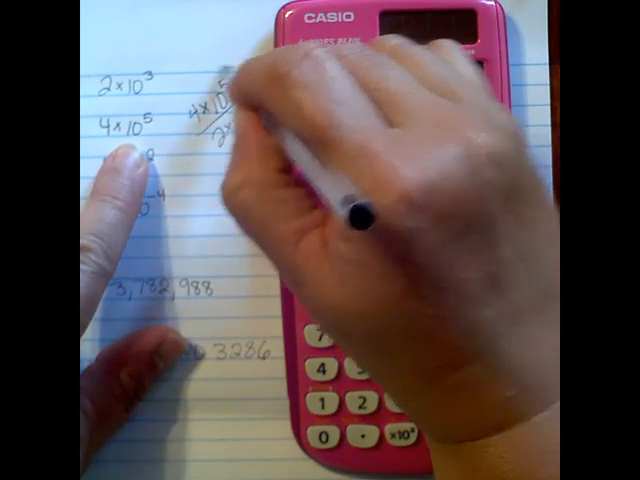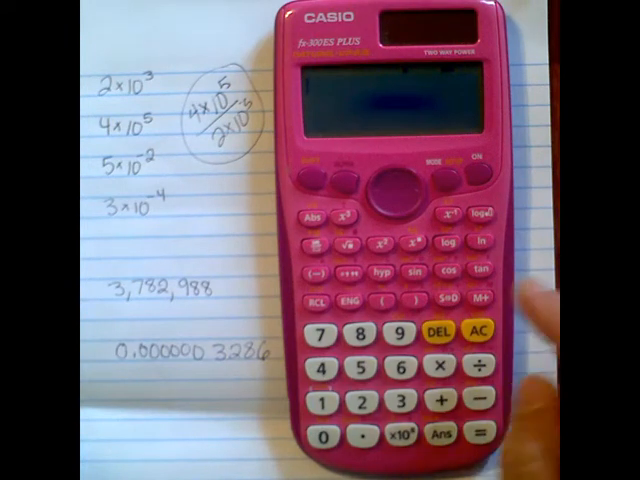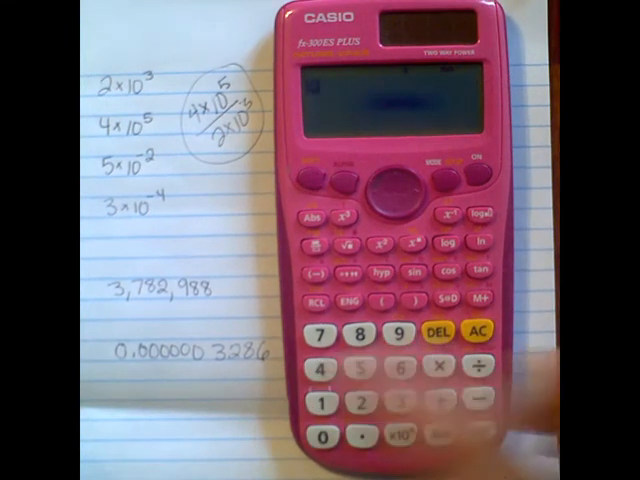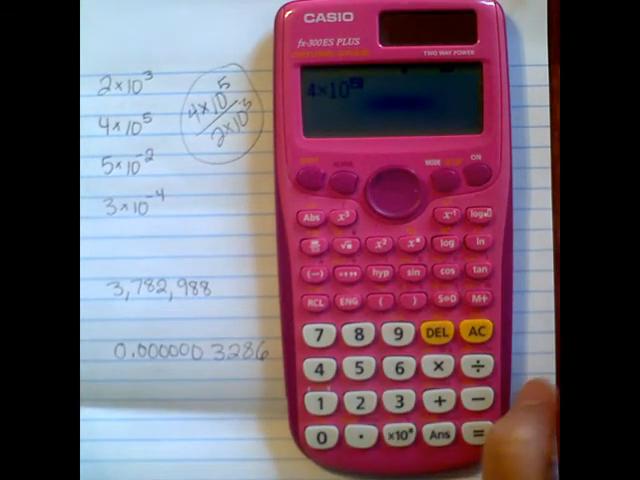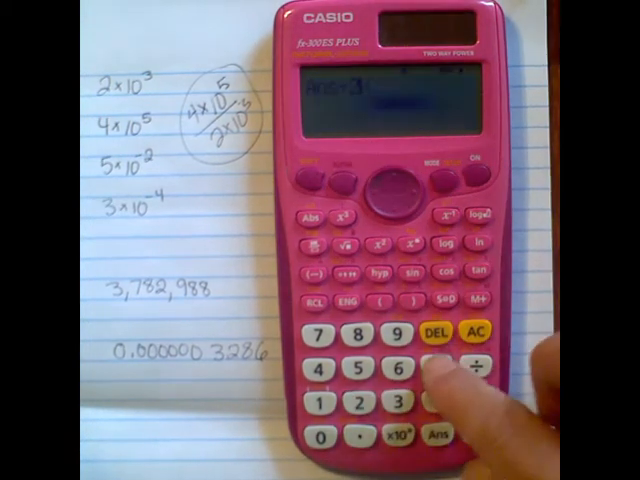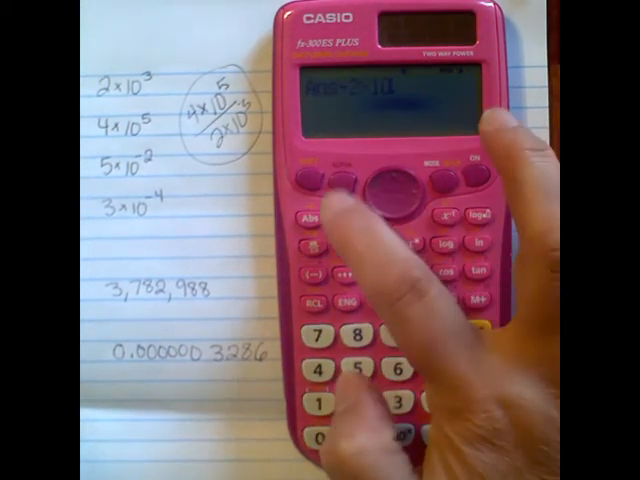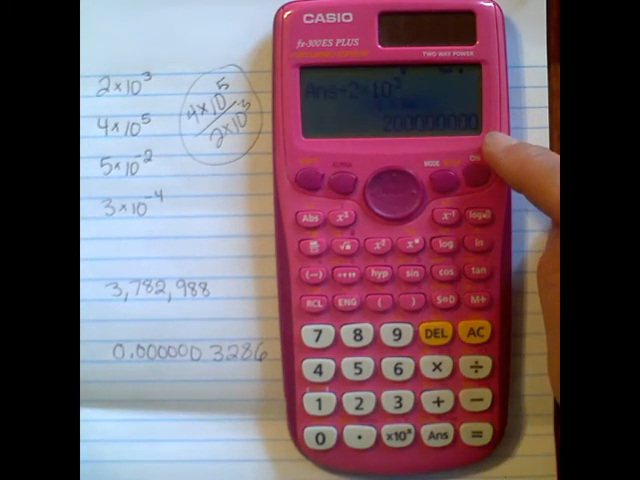Now, of course, you could set it up as a fraction if you wanted to, but we're just going to use the divide button. So we can say 4, we can go ahead and say times 10 to the 5th. If I do this, I'm going to go ahead and hit equal and get this number. Then I'm going to say divide 2 times 10 to the third and hit equal, and I get this huge number.